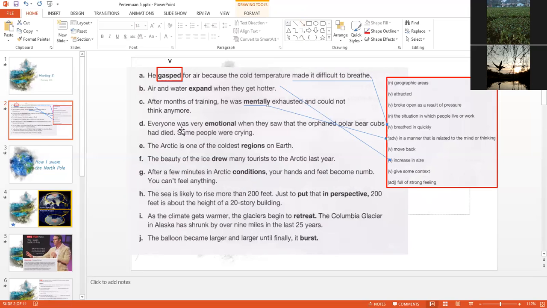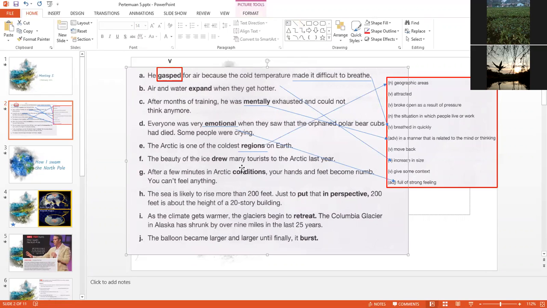Next. If everyone was very emotional. Emotion. Nah, masuk ke mana berarti? Emotion, it deals with your feelings, sir. Feeling. Yeah, berarti dia masuk ke sini. Full of strong feeling. Good. Region. Dari kalimatnya, the coldest region on earth. Geographic area, sir. Yeah, geographic areas.